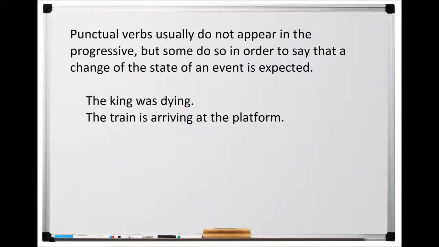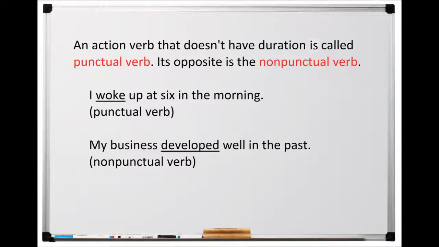Please turn to page 168. Punctual verbs usually do not appear in the progressive, but some do so in order to say that a change of the state of an event is expected. The king was dying. The train is arriving at the platform. An action verb that doesn't have duration is called punctual verb. Its opposite is the non-punctual verb.